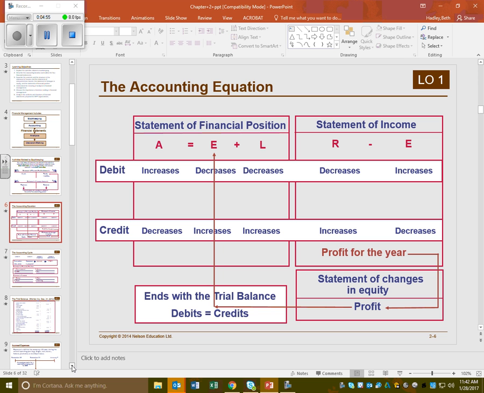The accounting equation, as you know, just on your balance sheet, your statement of financial position: assets are always equal to your liabilities plus your equity. That's what makes it a balance sheet. The two sides have to balance.